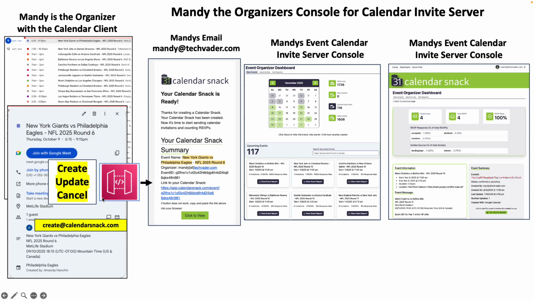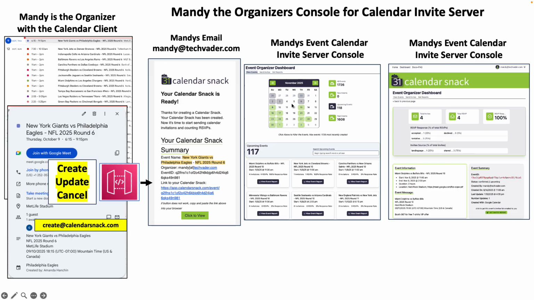When that data is inserted into her organizer view of the console, she receives an email confirmation back that that data is in there. And if she wanted to update or cancel it, she just simply uses the same calendar event in her calendar, in this case here, Google Calendar. She updates it or cancels it using the same command, create@calendarsnack.com. Essentially what that means, she goes in and just edits the same one in which she sent to us, and then that data flows linearly across the API layer into the Calendar Invite Server console, which is here.